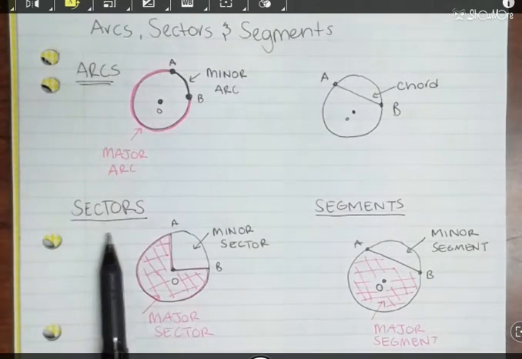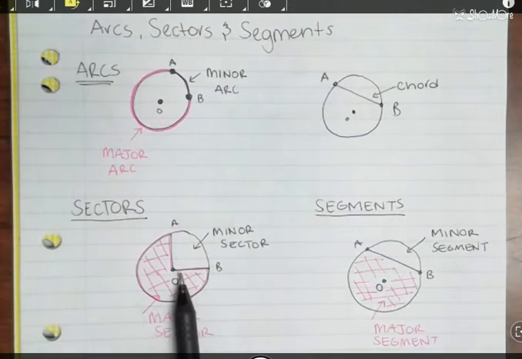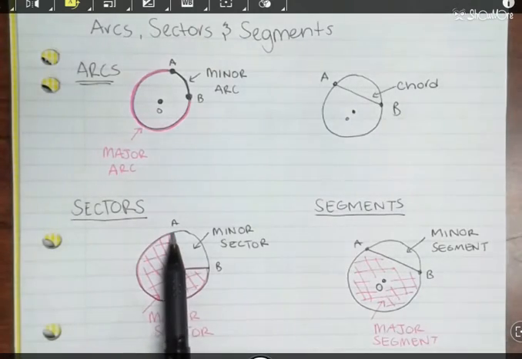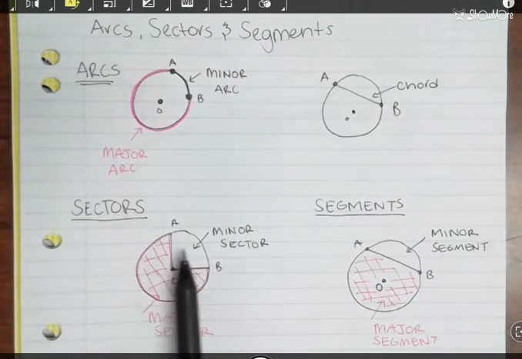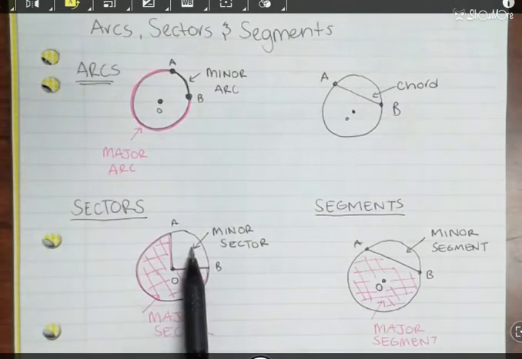So going back to sectors, sectors are made using the radius of the circle, so from the center of the circle to a point outside, from the center of the circle to another point outside, and again the smaller section is going to be the minor sector, the larger section is going to be the major sector. So that's the terminology that you have to get your head around.